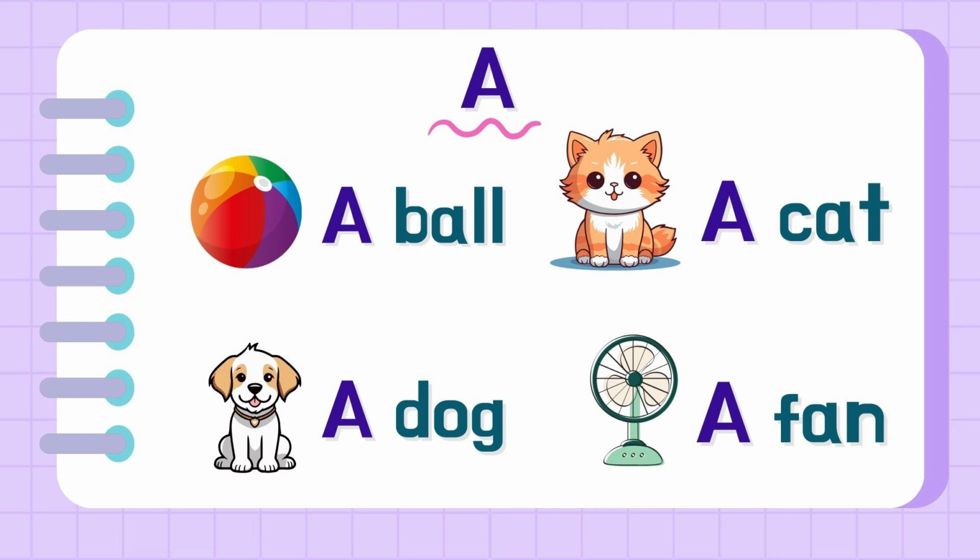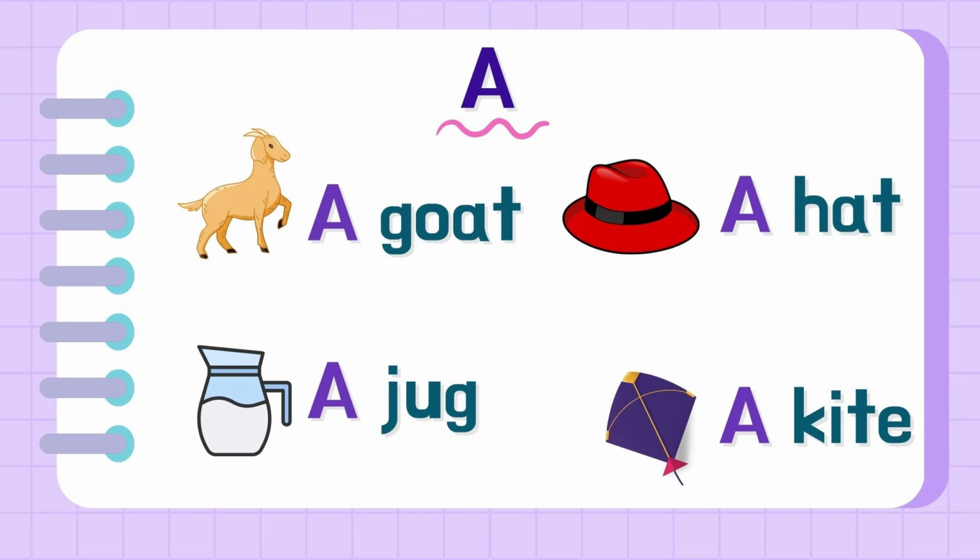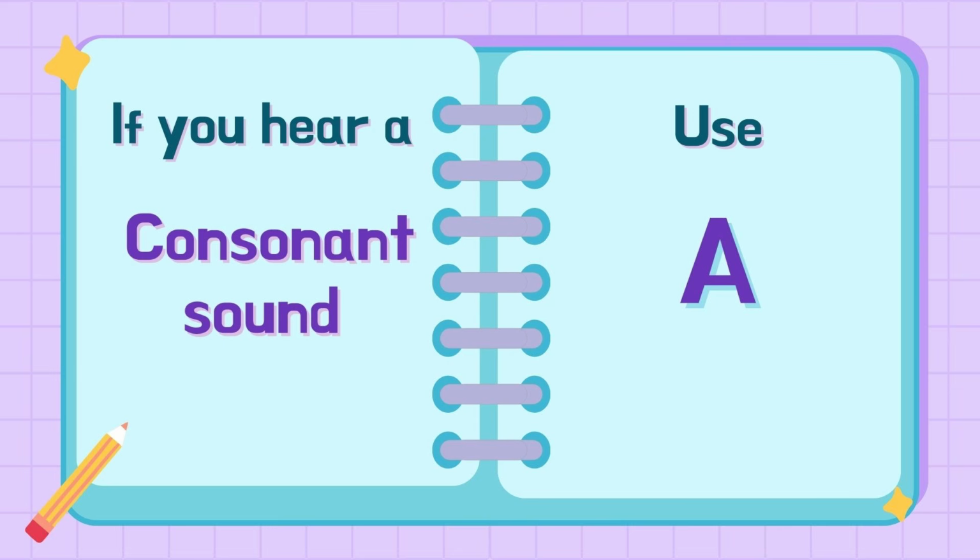Here are a few more examples. Goat, hat, jug, kite. Here, G, H, J, K are consonants, so we use a. A goat, a hat, a jug, a kite. If you hear a consonant sound, use a. Let's move on to the next.